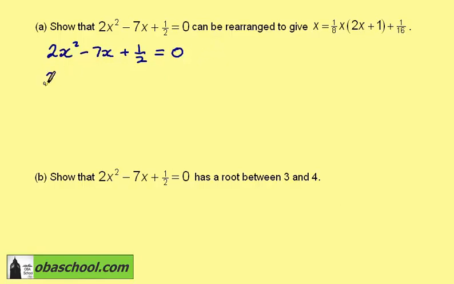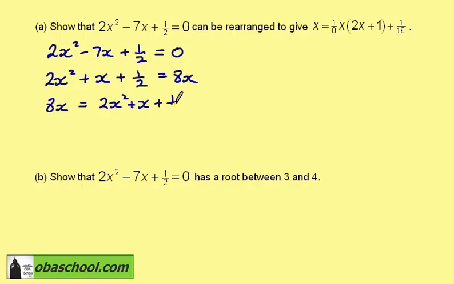If we add 8x to both sides, we get 2x squared plus x, minus 7x plus 8x is 1x, plus a half equals 8x. Let's just write this the other way round. So 8x is 2x squared plus x plus a half.